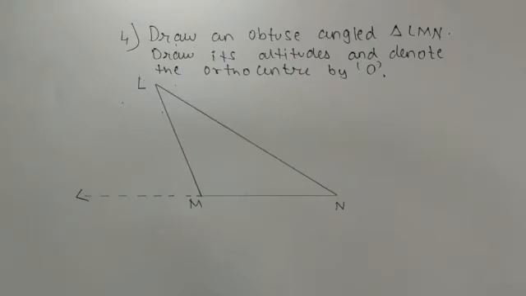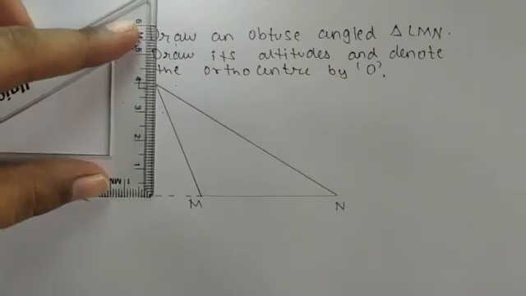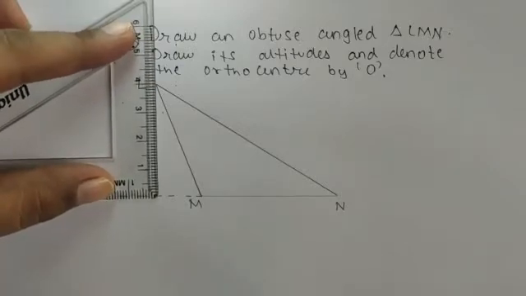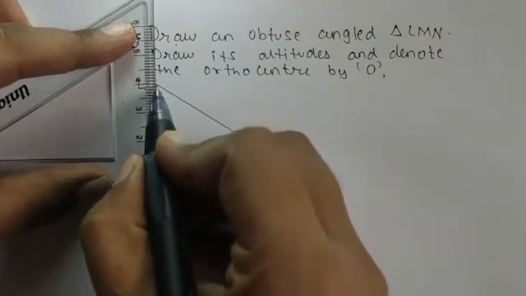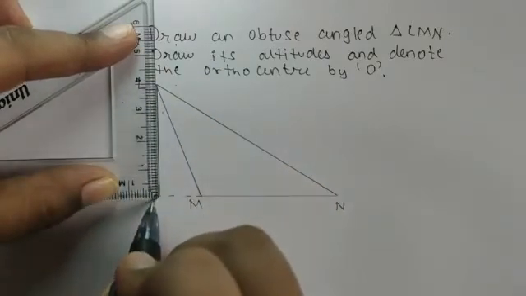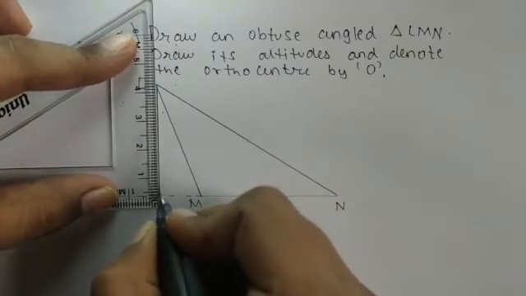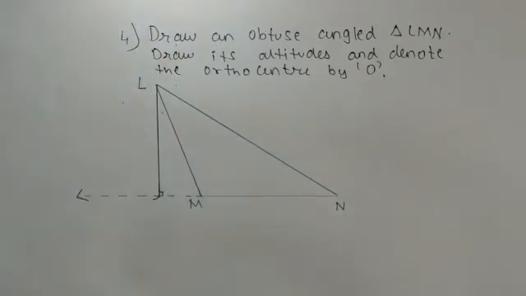Now we can draw the altitude from vertex L. So this way you will place the set square in this position, and then from vertex L you will draw a perpendicular. So this is the perpendicular drawn from vertex L.